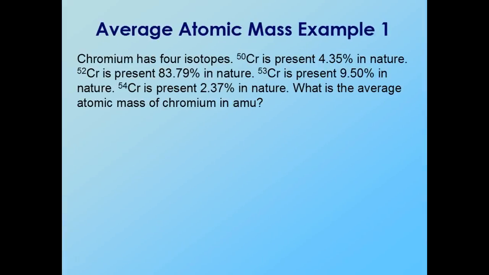So in this particular example, we have 4 forms of chromium. We're told 50 chromium is present 4.35%, 52 chromium is present 83.79%, 53 chromium is present 9.50%, and 54 chromium is present 2.37%. And we want to calculate the average atomic mass of chromium in AMUs.